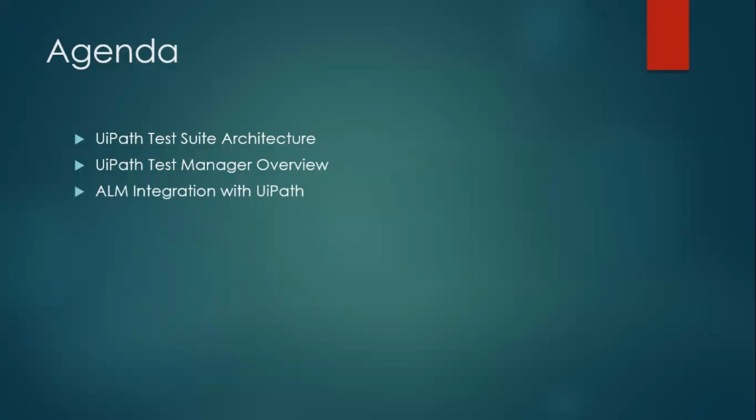ALM is nothing but application lifecycle management tool, where the software application development lifecycle will be tracked, like the requirements and test results and the bug tracking and all. And we will see a very simple test case scenario.